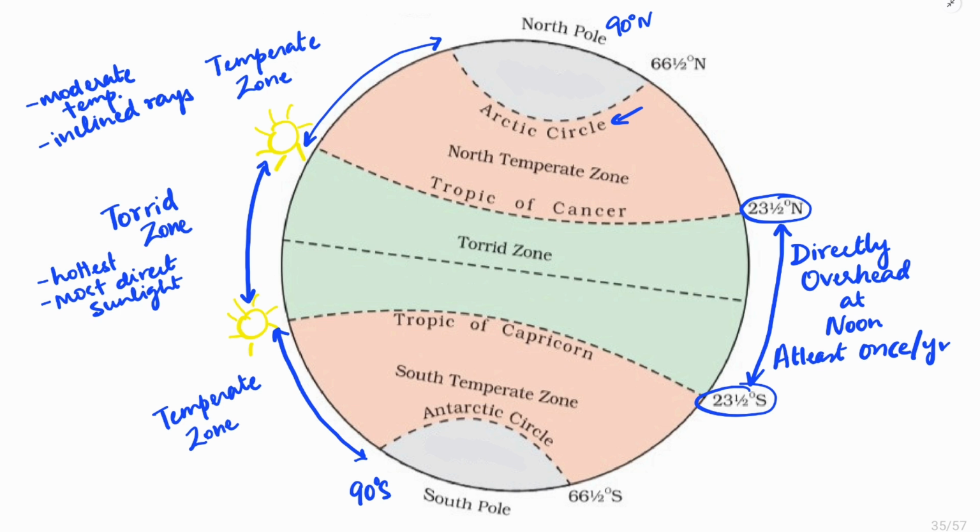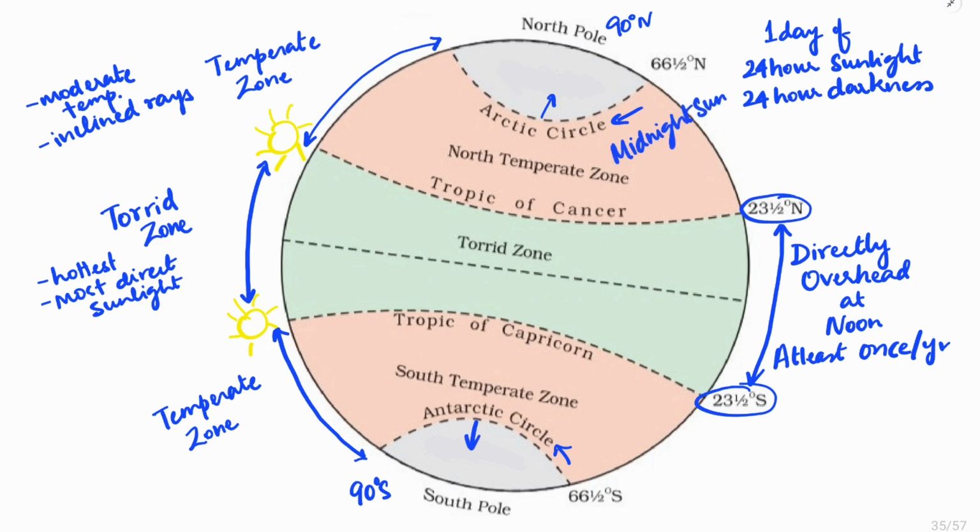Coming to the Arctic Circle at 66.5 degrees north and the Antarctic Circle at 66.5 degrees south, these mark the boundaries where regions experience at least one day of 24-hour sunlight and one day of 24-hour darkness each year. Beyond these circles, places experience the midnight sun, that is 24 hours of daylight at least once a year, and they experience the polar night, that is 24 hours of continuous darkness at least once a year. The number of such days increases as you move towards the pole.